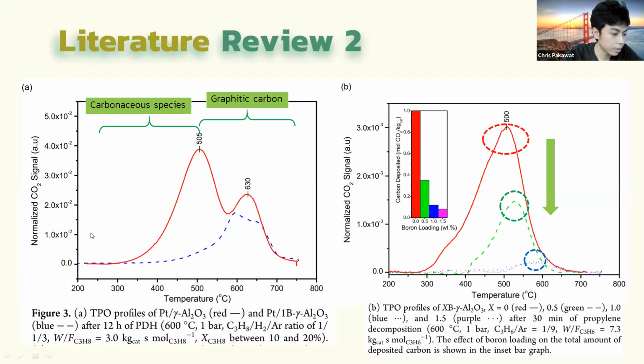Next slide, TPO profile. It shows that the platinum catalyst has a dominant peak at 505 degrees Celsius and a second peak at 630 degrees Celsius. Promotion with boron dramatically modifies the TPO profile, with a near complete elimination of carbon removed in the 250 to 550 degrees Celsius region, and a reduction in the amounts of carbon removed at higher temperature.